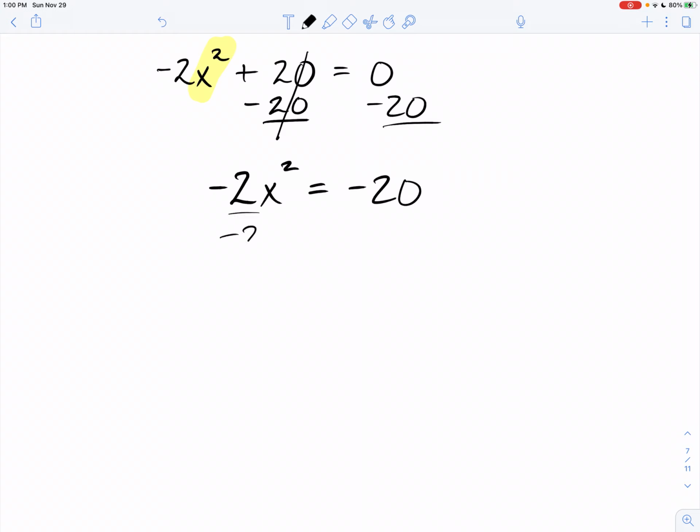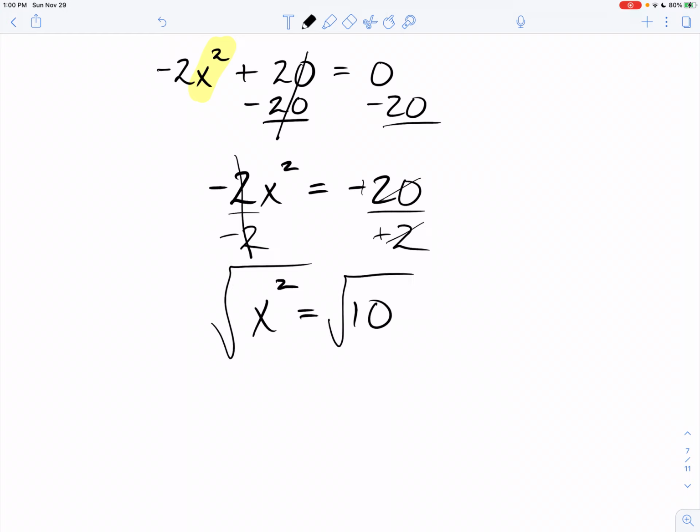Divide by -2. Oh, goodbye. What do I have? X squared equals, oh, well, negative cancels negative. 2 goes into 20. That is just 10. And I'm ready to cheer. And what do I get for an answer? X equals plus or minus.